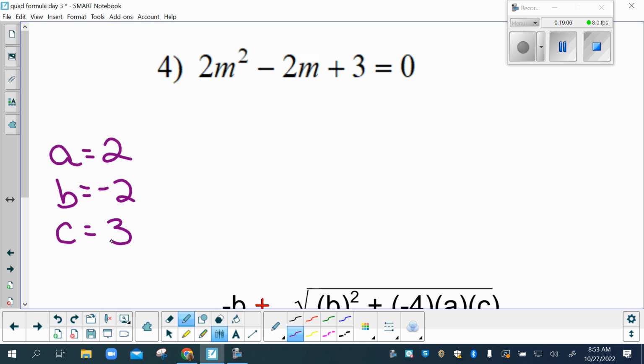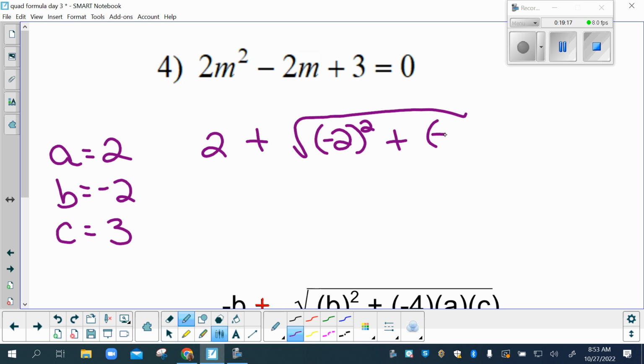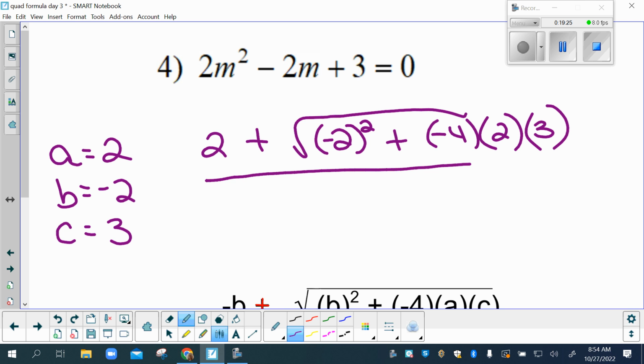I'm just setting it up. I have it down there. So that's 2 plus the square root of negative 2 squared. And if you're thinking, Miss T, why do you show every step? Because if I slow down at all, I mess up because I am careless. So I have to show every step.